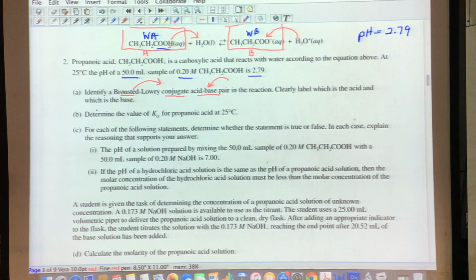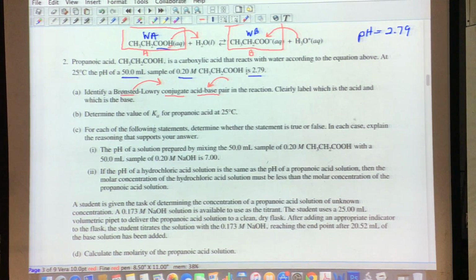Now, letter B. As I said last time, do not write your answers in between these lines. Make sure you use the space provided.